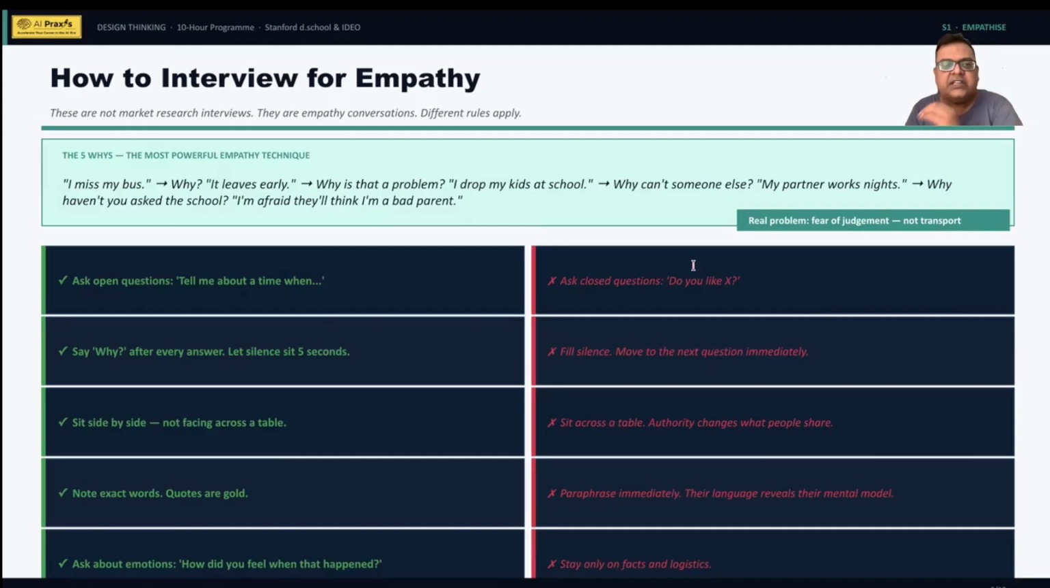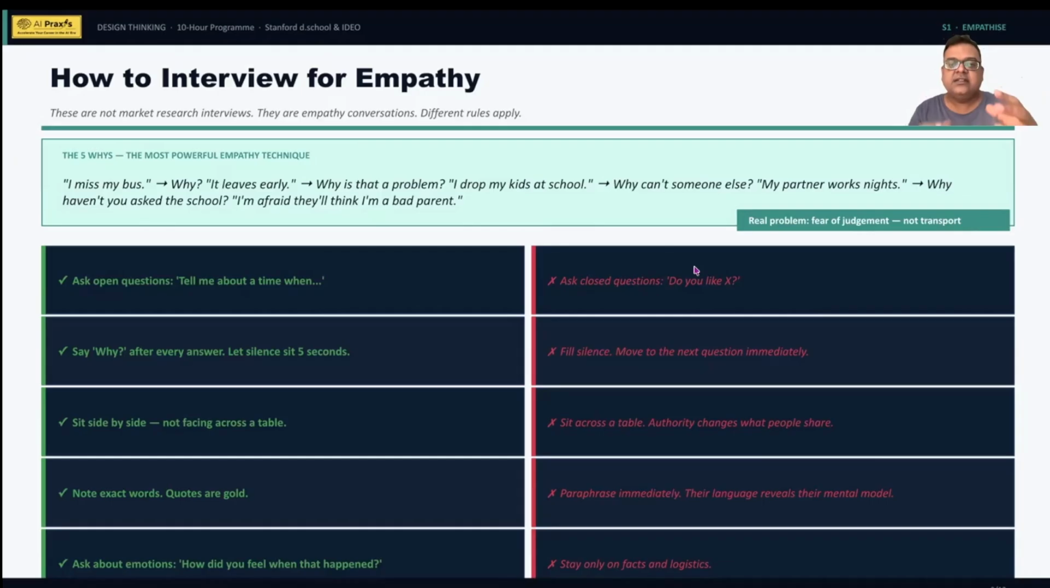Now, notice something really important. The 5 whys is not about asking exactly 5 questions. It doesn't mean you must say why 5 times, okay? Not literally. Instead, it's a mindset. It reminds us never to accept the first answer as the final answer. One goal is to keep exploring until we reach the real human problem.